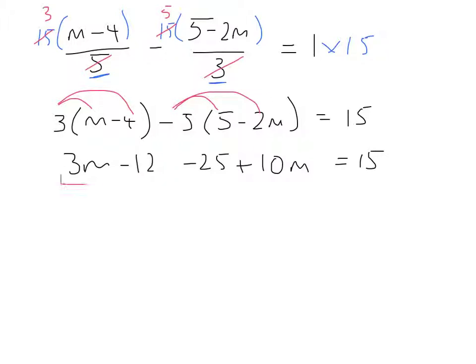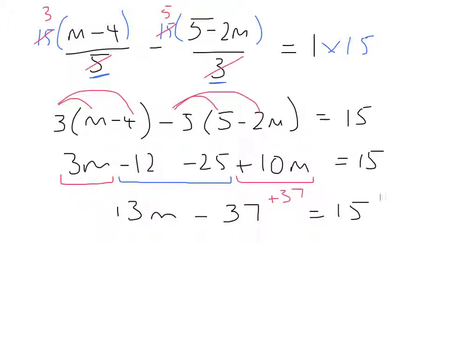Now we collect our like terms. We have 3m plus 10m, which gives us 13m. And we have negative 12 take away 25 gives us negative 37 is equal to 15. Next we're going to add 37 to both sides. And that will cancel that down. Leaves us with 13m is equal to 52.